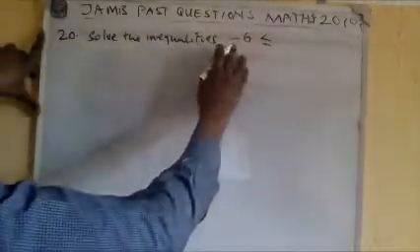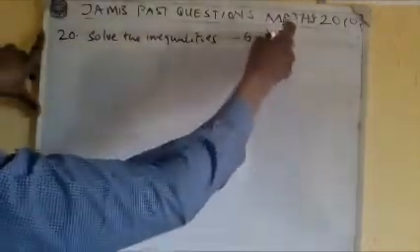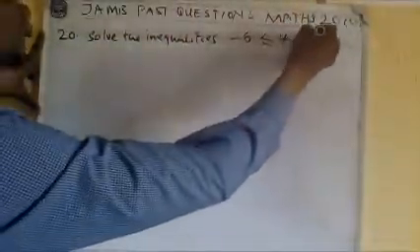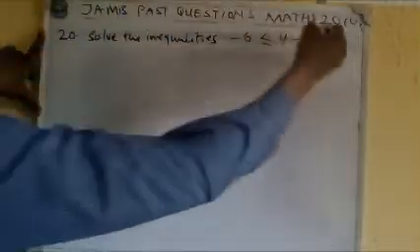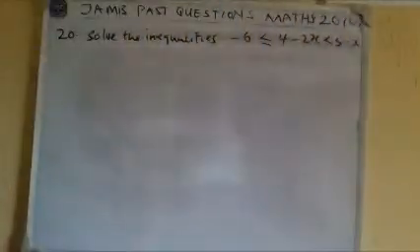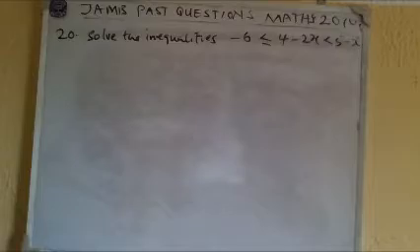Okay, so minus 6 less than or equal to 4 minus 2x, less than 5 minus x. Let me confirm the question again. Minus 6 is less than or equal to 4 minus 2x, less than 5 minus x.